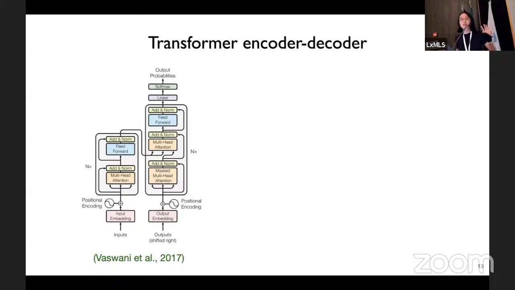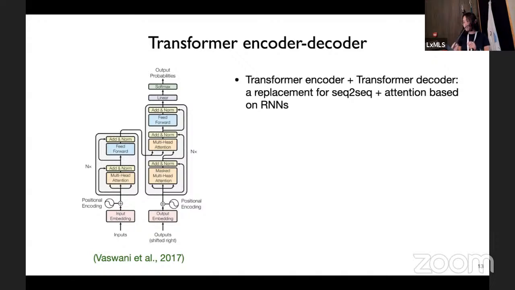This figure is an illustration of the transformer encoder-decoder model. This model was proposed by Google researchers in 2017, and it was originally designed for neural machine translation. So you can think of this transformer encoder and decoder as a replacement for the sequence-to-sequence model plus attention based on recurrent neural networks. You are not going to use any recurrent neural architectures. You just use this encoder-decoder architecture to replace the sequence-to-sequence model.